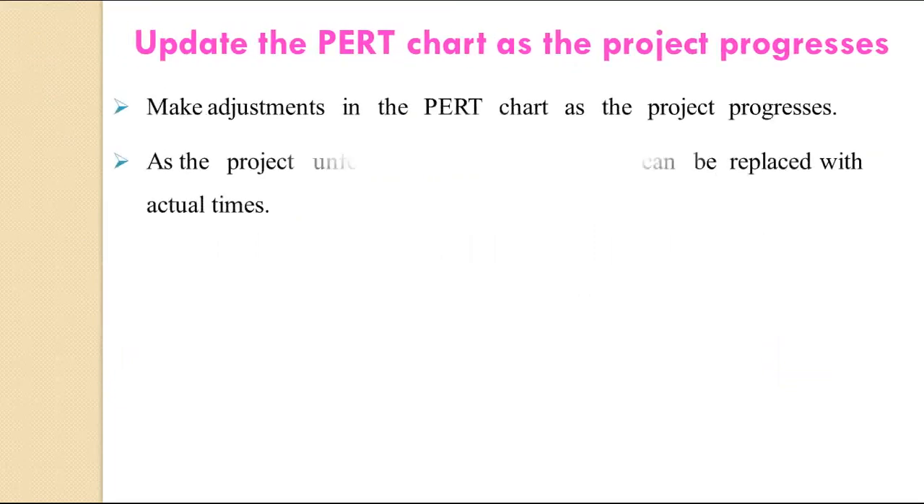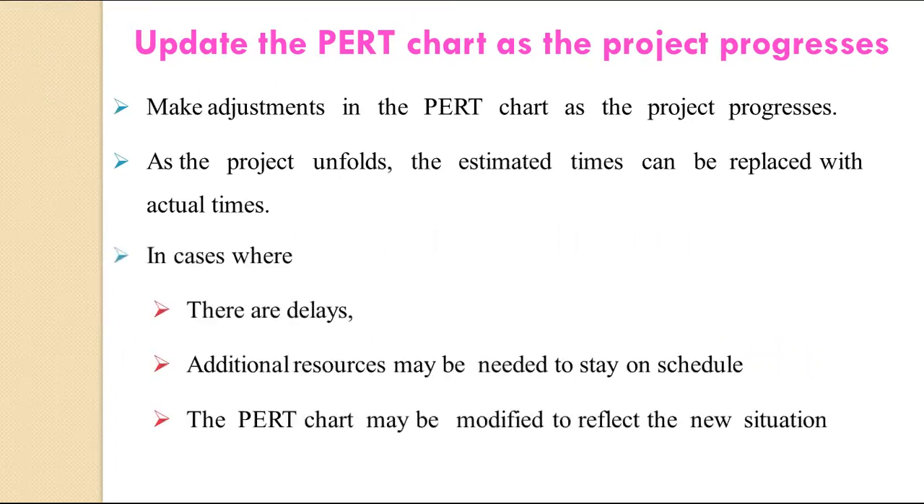So here we need to make adjustments in the PERT chart as the project progresses, and as the project unfolds, the estimated time can be replaced with the actual time. In cases where there are delays, additional resources may be needed to stay on schedule, and the PERT chart may be modified to reflect the new situation.